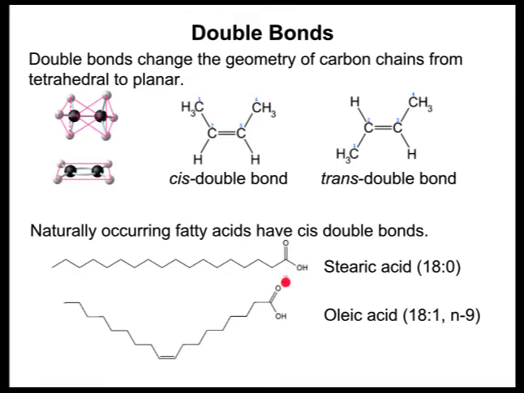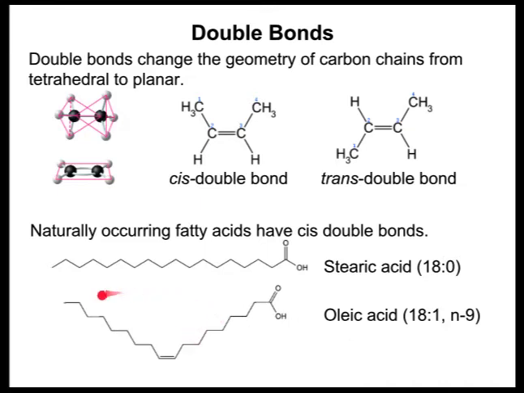Here we see 2 examples of fatty acids. Now we're going to learn all about fatty acids in our next lesson. For now, suffice it to say that fatty acids are a component of the fat that we find in our diet. Fatty acids can be either saturated, that is no double bonds, or they can be unsaturated, that is one or more double bonds. This one, which has a double bond, is called oleic acid, and it is a major component of olive oil.